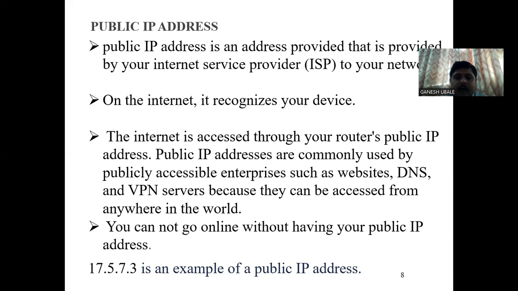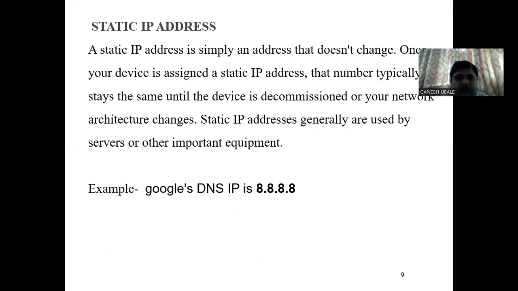But every organization takes one public IP address and then creates their internal private network, through which they are connecting. For example, 17.5.7.3 is an example of a public IP address because it is not reserved in the private IP addresses. So public IP address means the IP is not reserved as private IP. Excluding those IPs, all the others become public IP addresses.